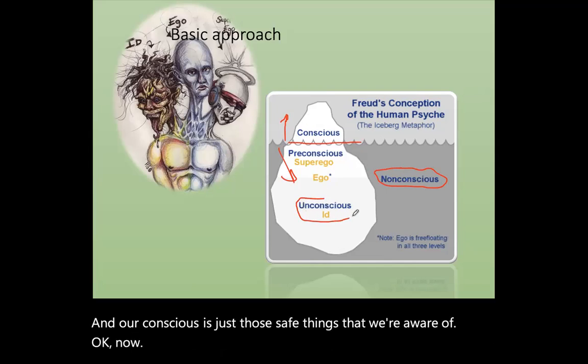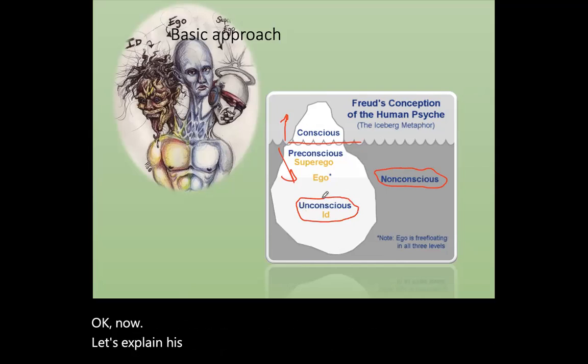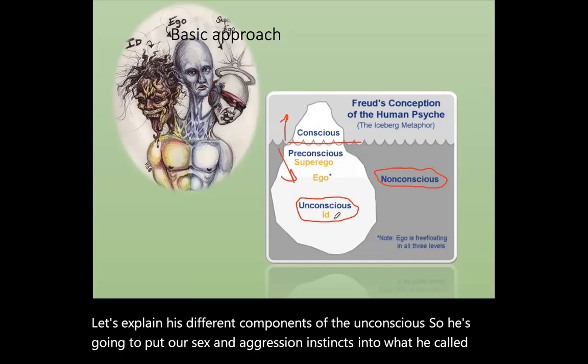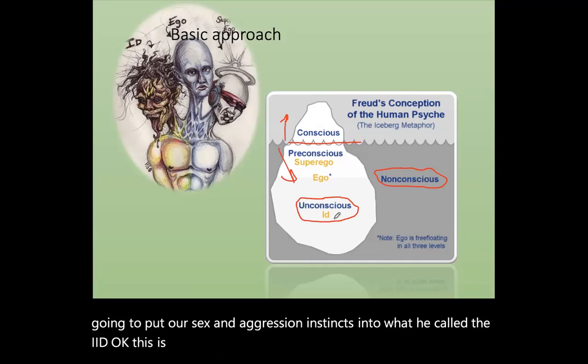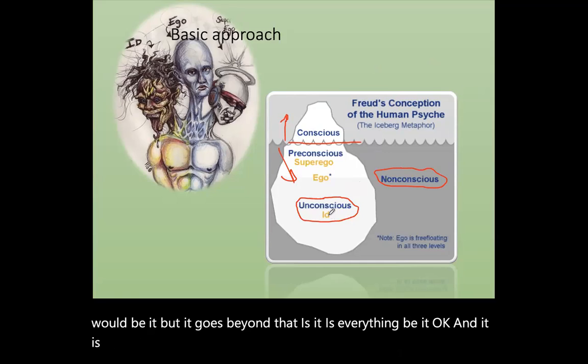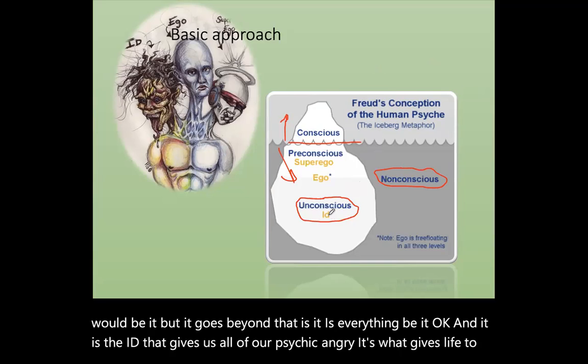Now, let's explain his different components of the unconscious. So he's going to put our sex and aggression instincts into what he called the id. Okay. This is a German word. Its closest translation into English would be "it," but it goes beyond that. It is everything, the id. Okay. And it is the id that gives us all of our psychic energy. It's what gives life to our mental life. Okay.